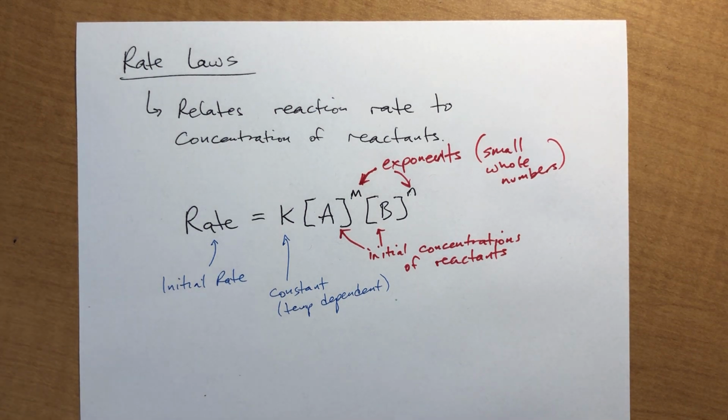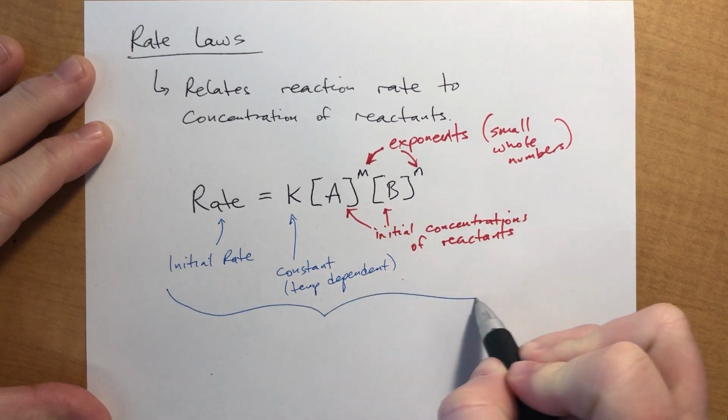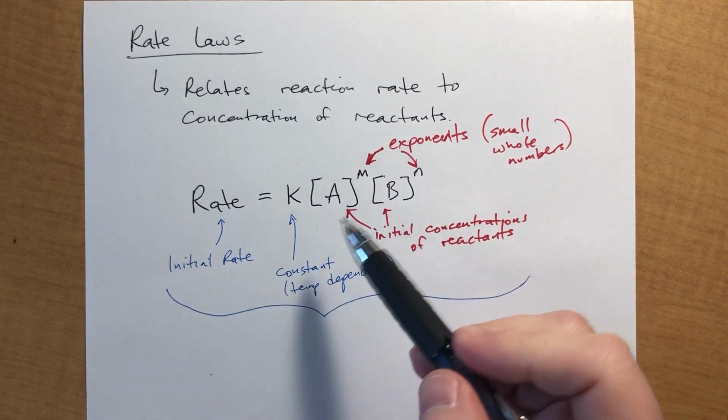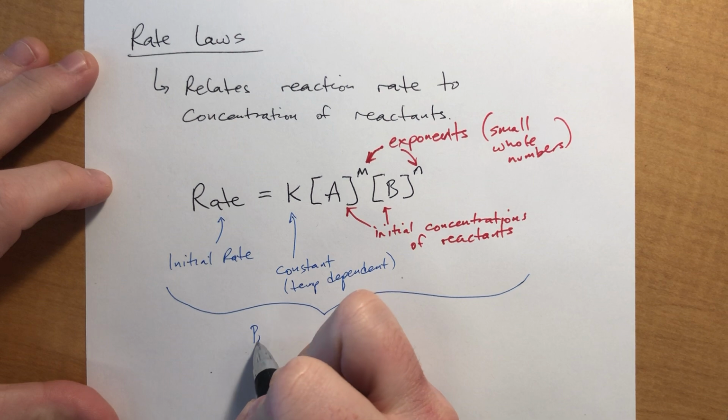Okay. Here's where the fun bit kicks in. Fun being the most sarcastic word I can find right now. You cannot just look at a reaction and know how this is going to look. You have to solve for like K and M and N to get all these numbers. You actually have to use experimental data.